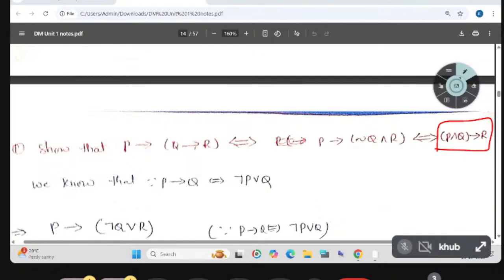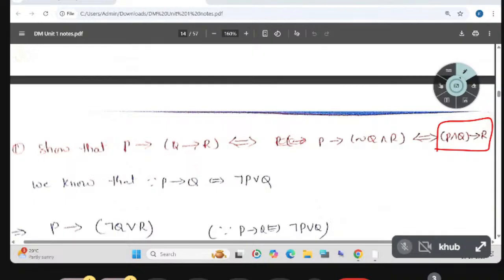So for that what you have to do? You have to use only laws. If you know the equivalences, then you can use them. Otherwise you can comfortably execute with the help of your laws. So all the 10 laws, 15 laws or 12 laws or whatever number of laws you are having, from those laws you have to conclude the answer that P and Q implies R.